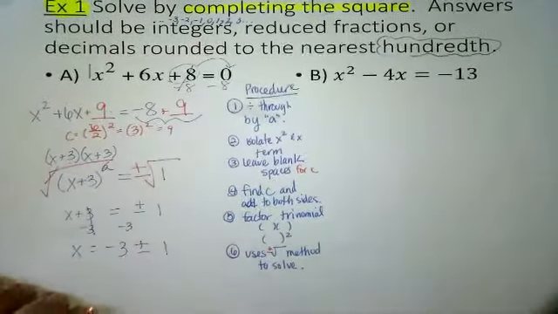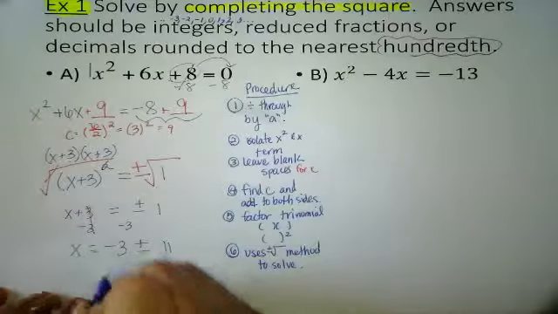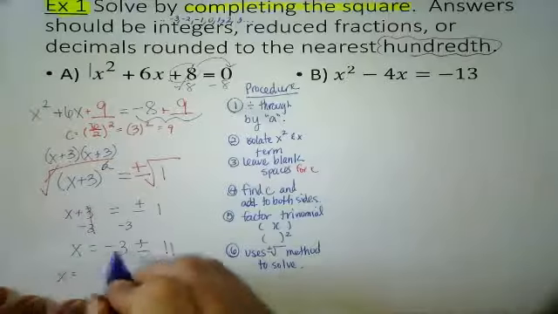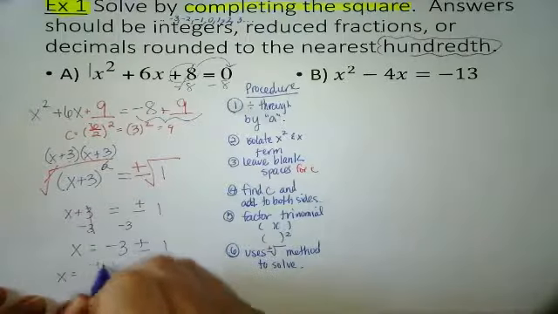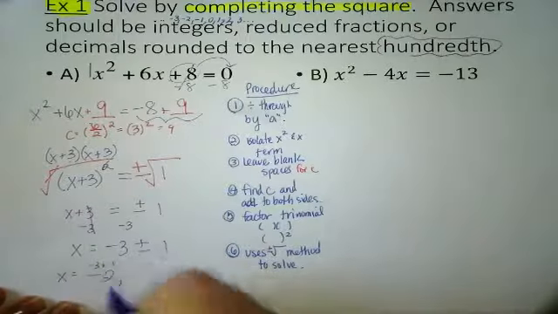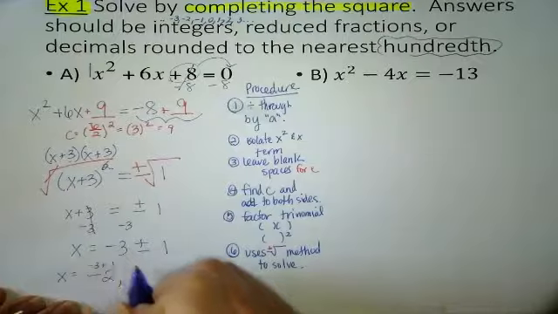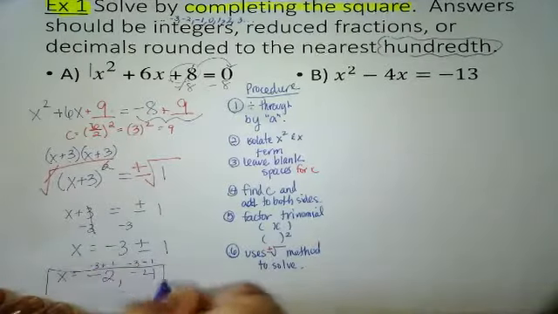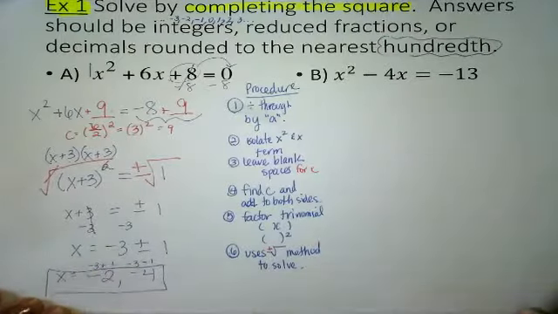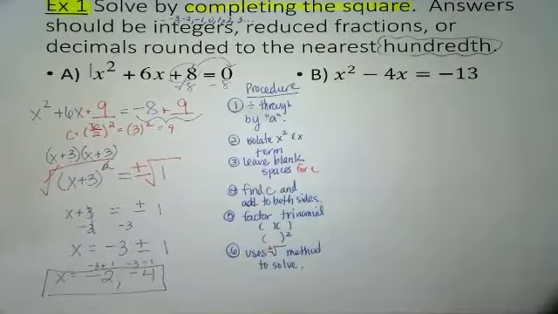So there's 2 things here. We're not done. So we get 2 answers. We get negative 3 plus 1. Well, negative 3 plus 1 is negative 2. We have another answer, negative 3 minus 1, which is negative 4. So there's 2 answers here, negative 2 and negative 4, which is kind of cool.